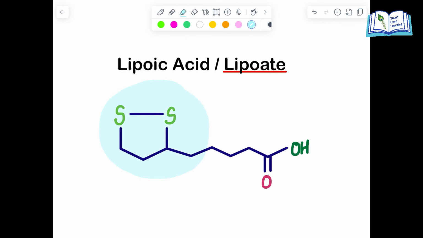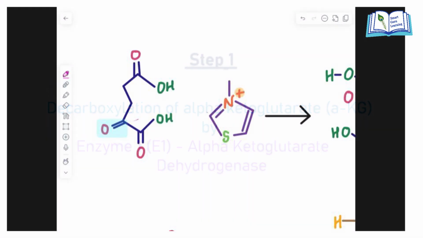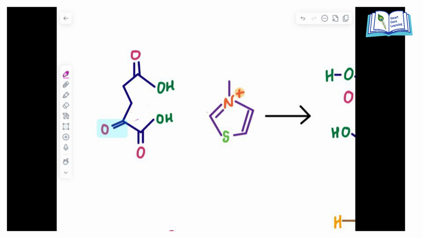Now, let us take a look at alpha-ketoglutarate dehydrogenase mechanism. Step 1. Decarboxylation of alpha-ketoglutarate by enzyme 1, alpha-ketoglutarate dehydrogenase. Alpha-ketoglutarate has a carbonyl group here, and this carbonyl carbon is electrophilic or electron deficient. This is because oxygen is more electronegative than the carbon, due to which the electrons are pulled more towards the oxygen, making the carbonyl carbon electrophilic with a partial positive charge.